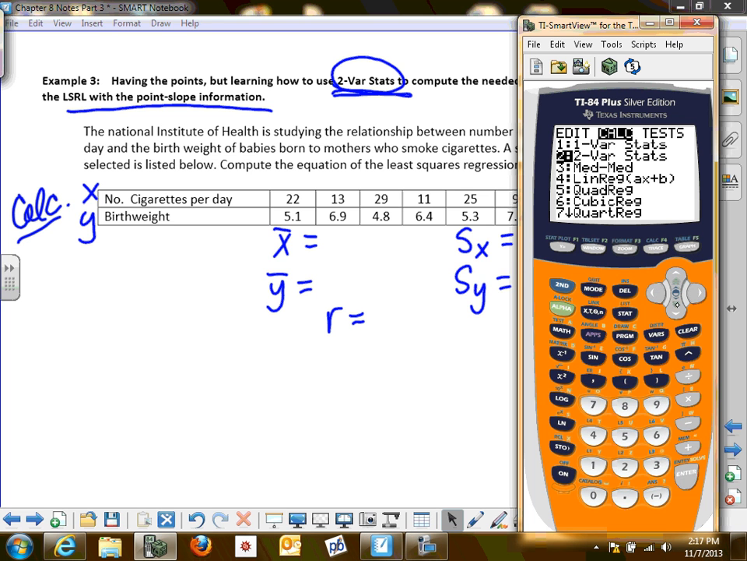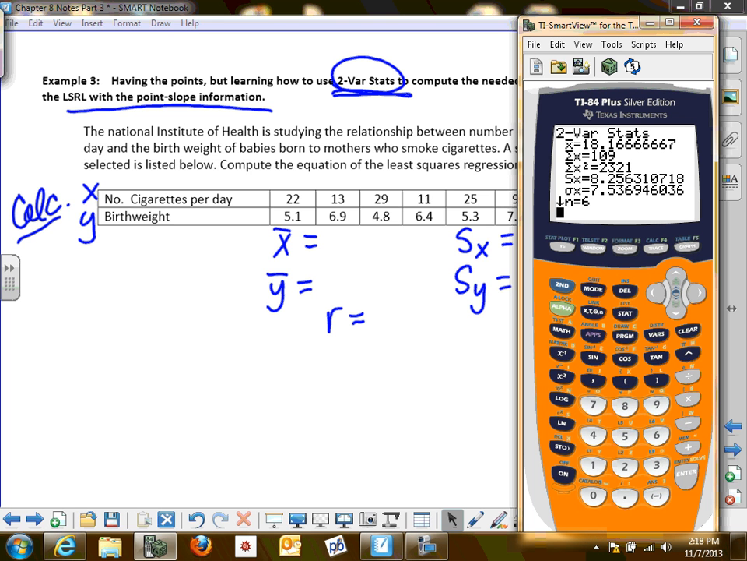If I go to two-variable stats and I hit enter, it's going to default to L1 as the X values and L2 as the Y values. So if you have your data somewhere else, you would have to command it differently. For example, if I had my X data in L3 and my Y data in, let's say, L6, wherever you have your data, you could command it to compute that. But since you have your data in L1 and L2, it defaults to that, and when you calculate it, let me show you what all it gives you.